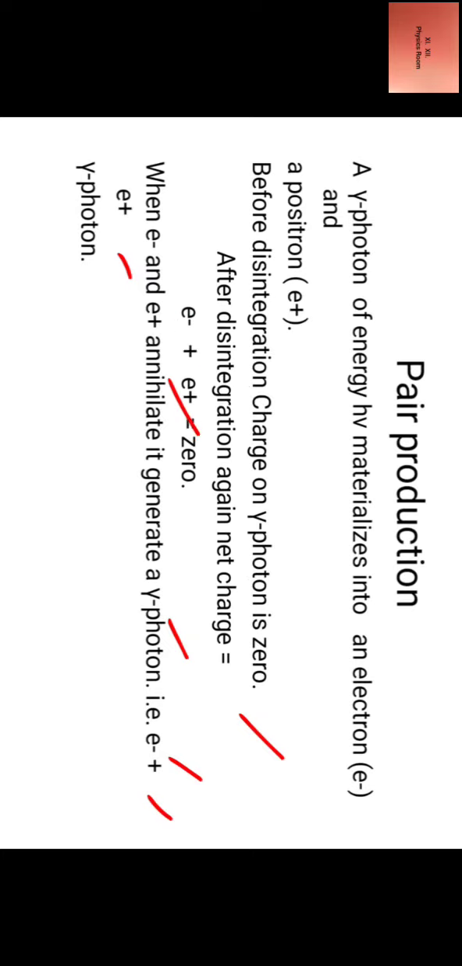Now, after disintegration, again the net charge is e- plus e+ equal to 0. So, I repeat, when a gamma photon of energy hν materializes into an electron and a positron, then before disintegration the charge on the gamma photon is 0. After disintegration, again the net charge is e- plus e+ equal to 0. So when e- and e+ annihilate, they generate a gamma photon.